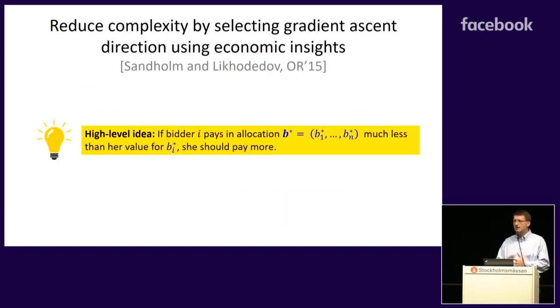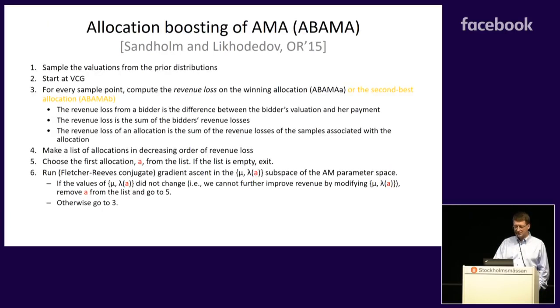All right. Now, one more thing here on the optimization side is, can we somehow reduce the complexity by selecting the gradient ascent direction using economic insights? And the high-level idea here is that if bidder i pays in an allocation much less than her value in the allocation, she should pay more. And that gives us families of algorithms for doing smarter gradient ascent. And here's one of the algorithms for optimizing the affine maximizer auction parameters.